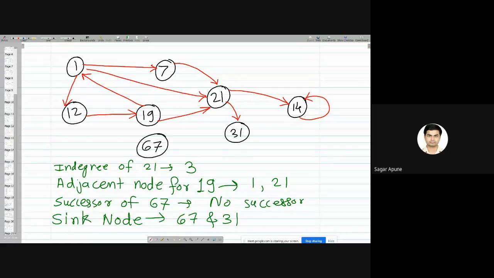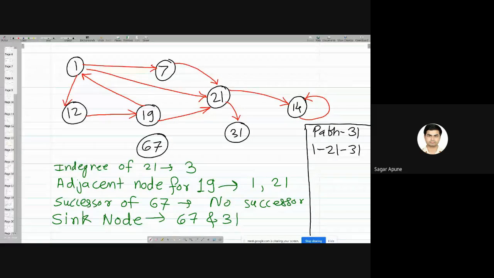Right. Then tell me the path, how to reach 31. Path for 31. Consider the starting point is 1. Okay, this is my starting point, vertex 1. One path posted by some students: 1, 21 and 31. 1 dash 21 dash 31. Okay. Is there any other path?